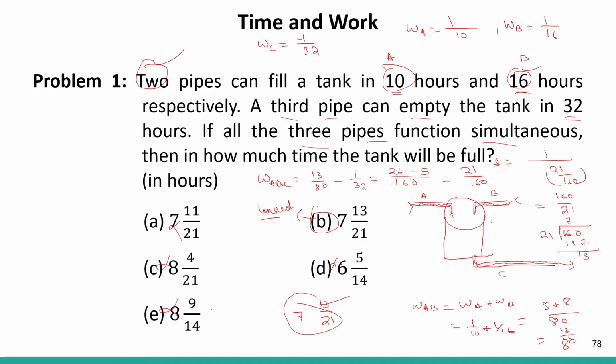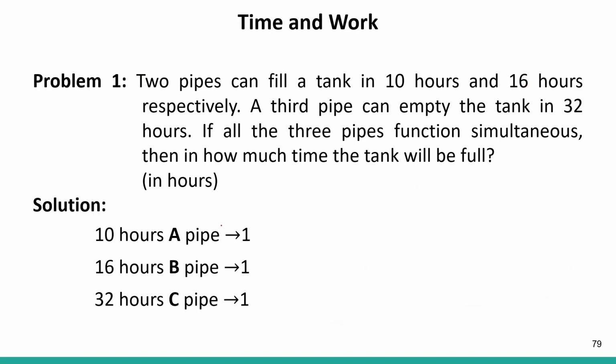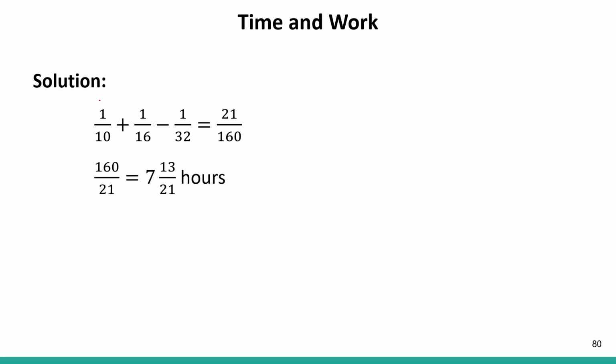Okay, so let's go forward and solve the next question. Let's first see the step-by-step solution. So 10 hours pipe A, 16 hours pipe B, 32 hours pipe C. Okay, so 1/10 + 1/16 - 1/32 is equal to 21/160. So 160/21 is equal to 7 and 13/21 hours.